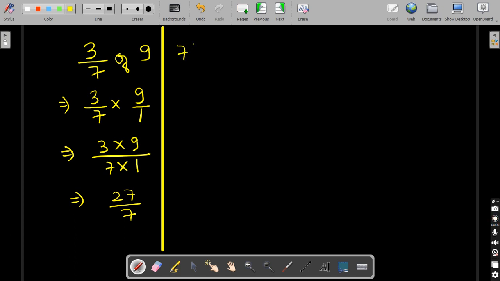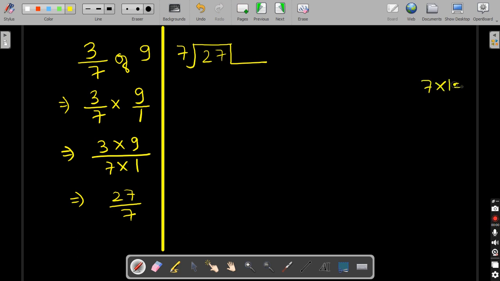Now 27 divided by 7. 7 2s are 14, 7 3s are 21. If I subtract, how much will I get? 6. Oh, I had done it in another process. Let me explain. 27. Now here 3 9s are 27. Sorry, I have written it wrong here. Now I need to divide it here. How will I divide here? How much will I get near 27, dear student?